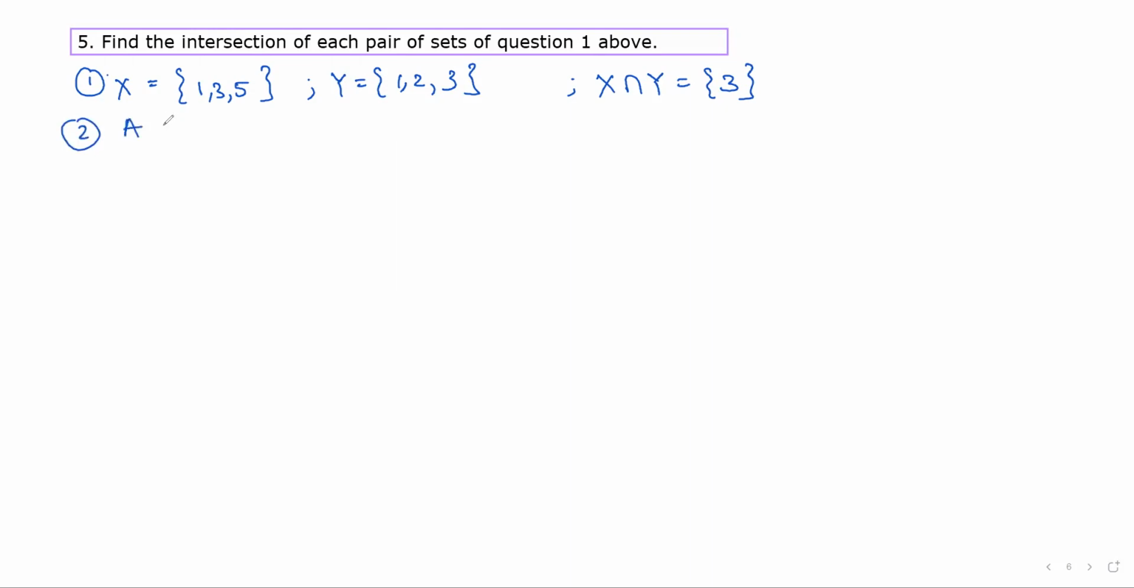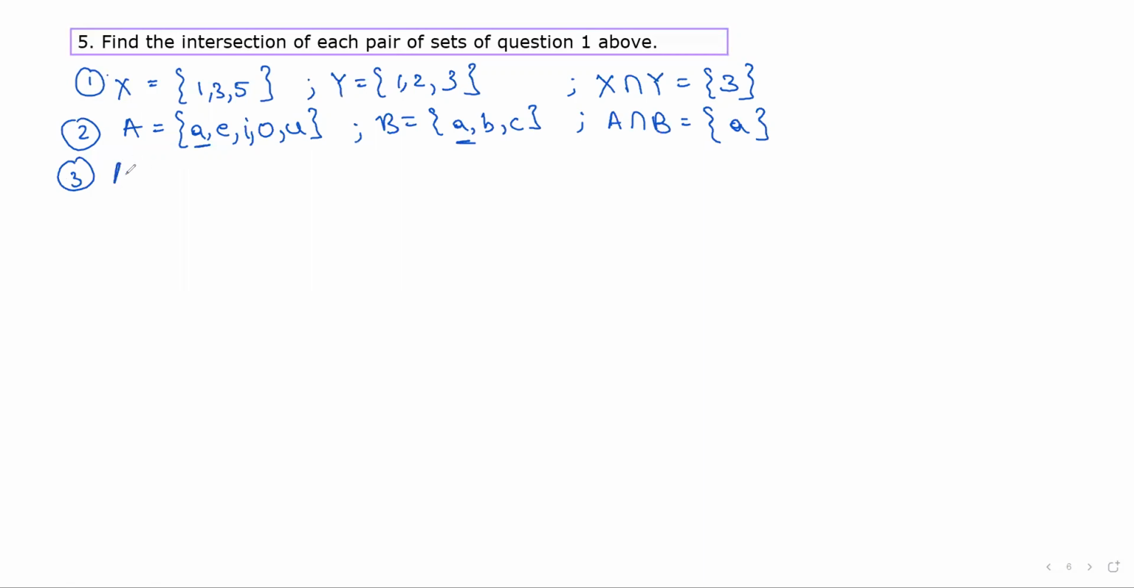2. A is equal to {a, e, i, o, u} and B is equal to {a, b, c}. Therefore, A intersection B will be equal to only the element a, which is common in both. So it is {a}.